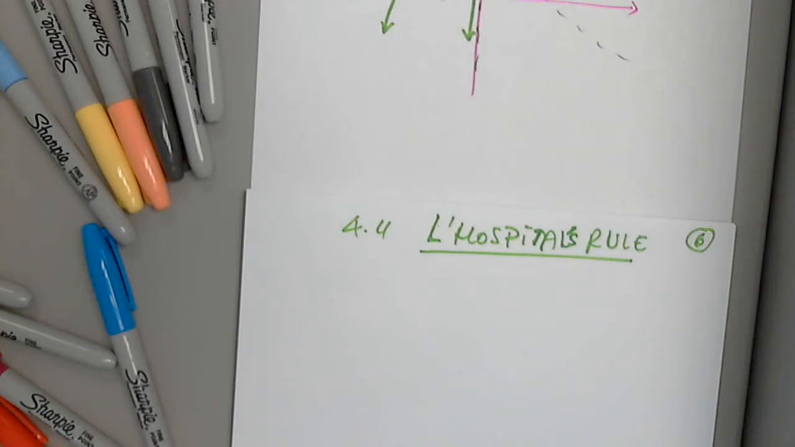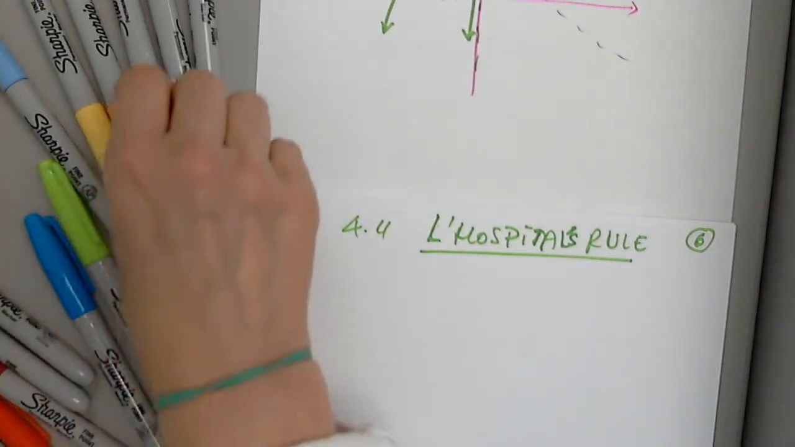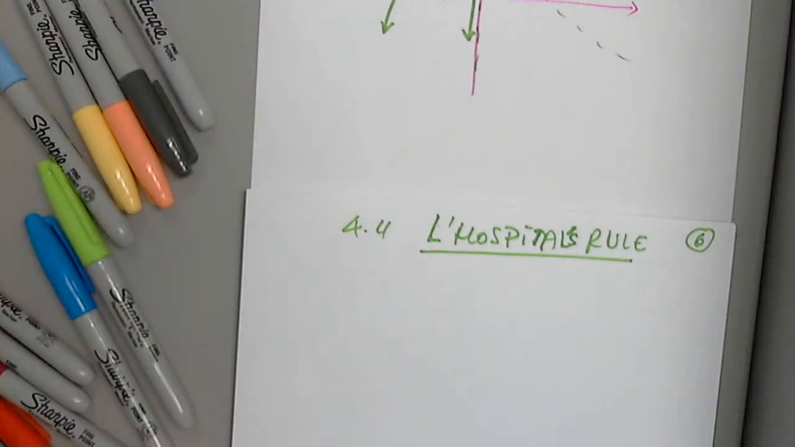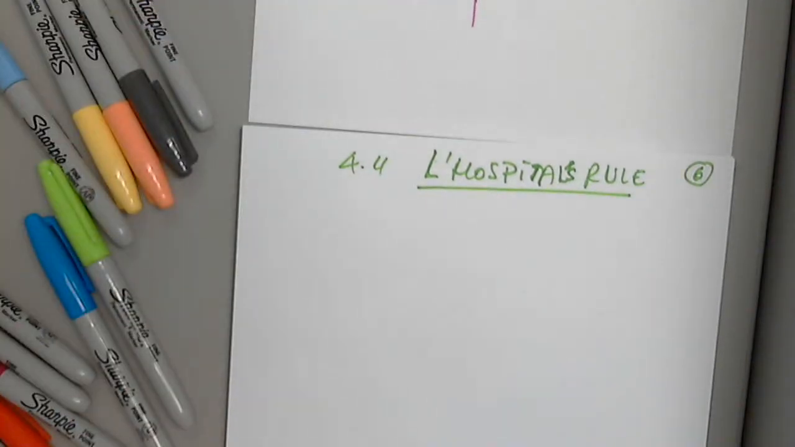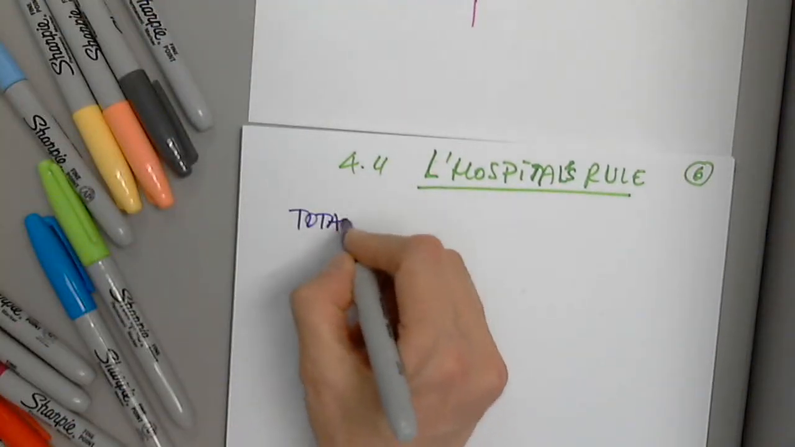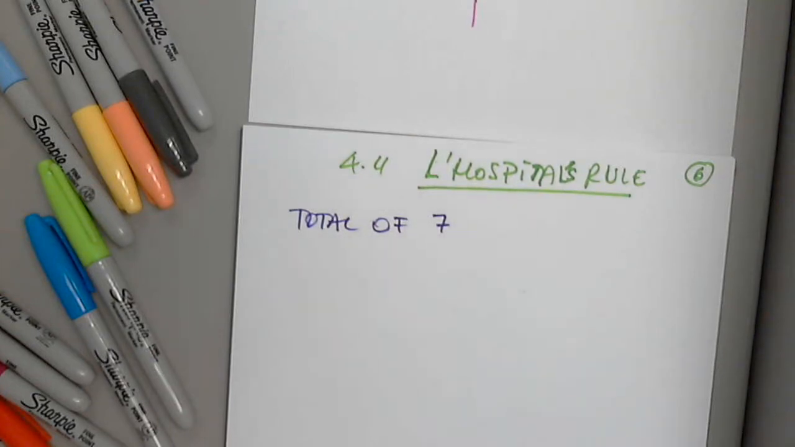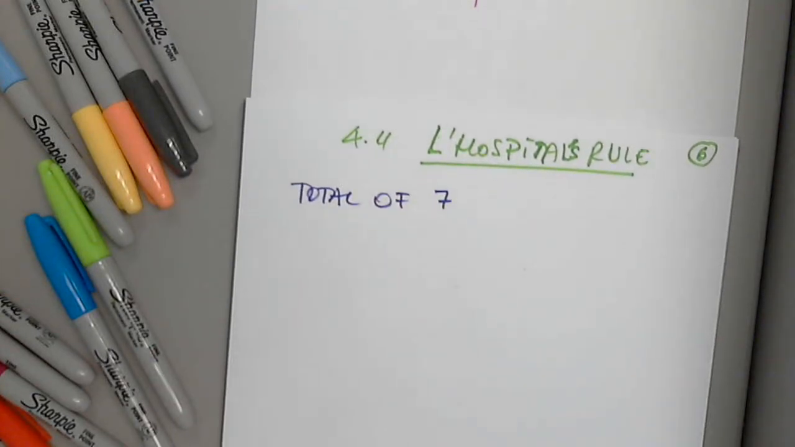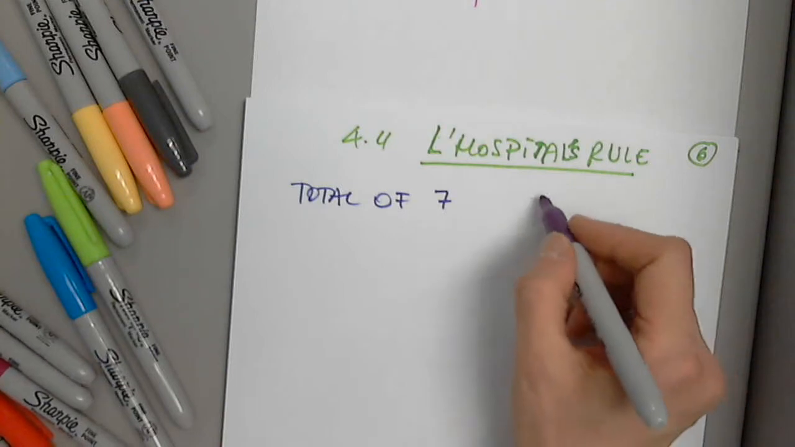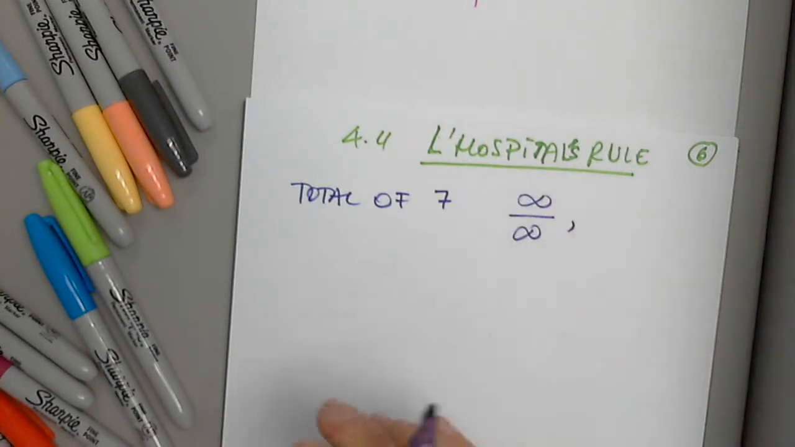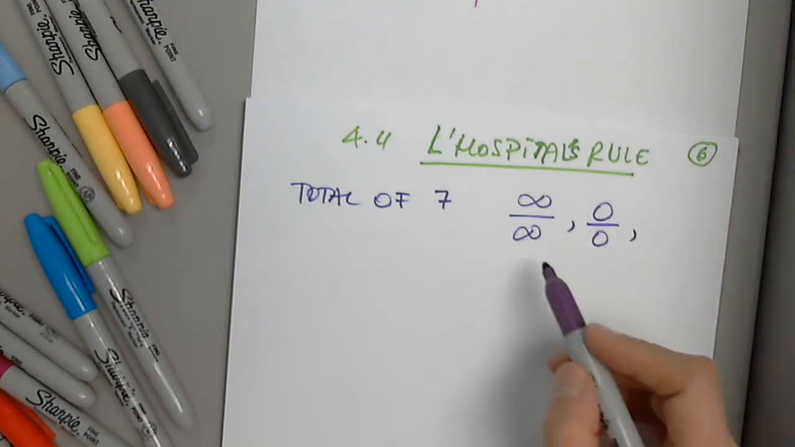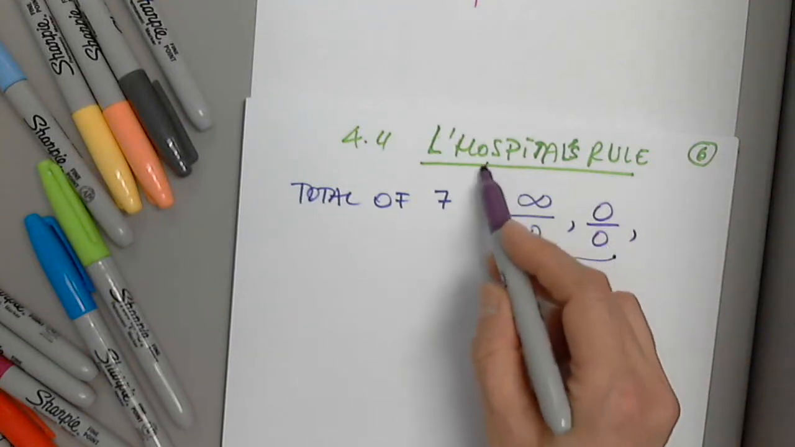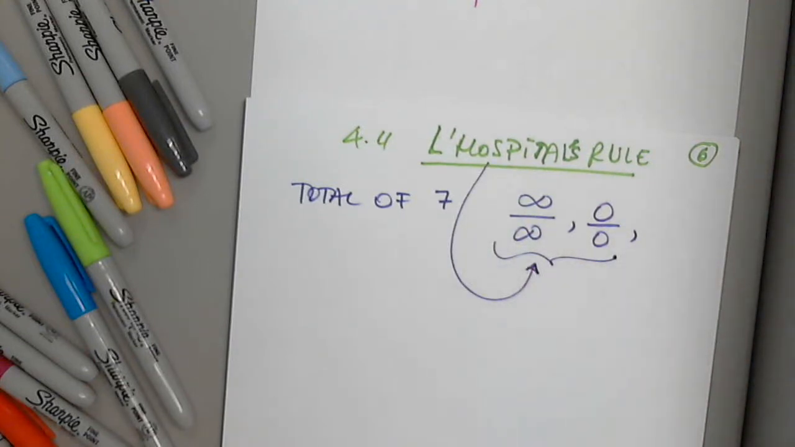L'Hopital's rule. Can anyone refresh our memory on how many different indeterminate cases we had? So we have a total of 7. We have not encountered all of them. We have encountered infinity over infinity. I hope you agree. We have encountered 0 over 0. And these are the only ones that work with L'Hopital's rule. The only 2.